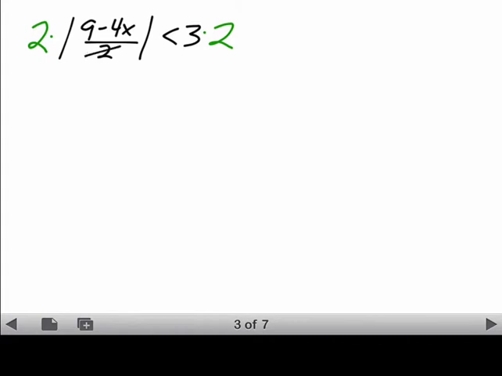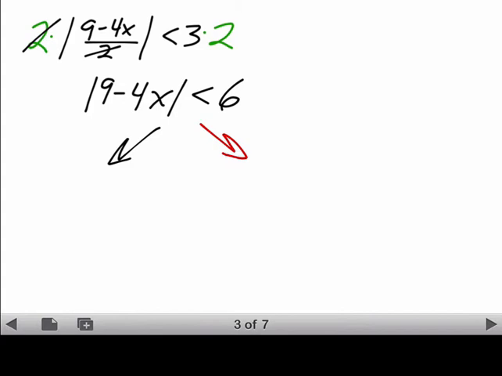And so on the left-hand side, the 2's divide out. I'm still left with the absolute value. I have 9 minus 4x. On the right-hand side, 3 times 2 is going to give me 6. We're going to split this absolute value inequality into two inequalities just like we did before.